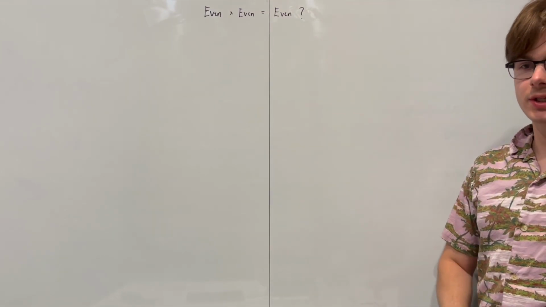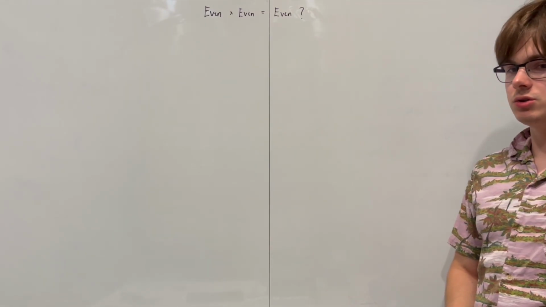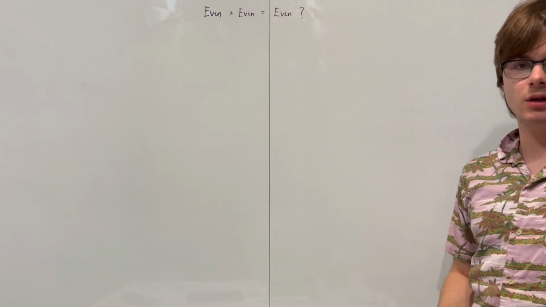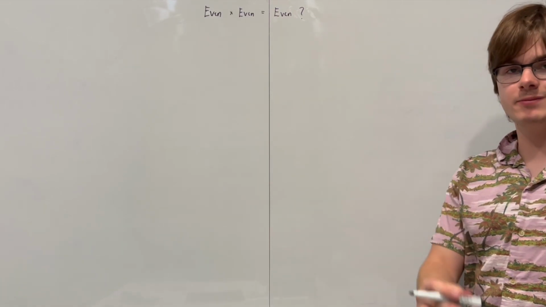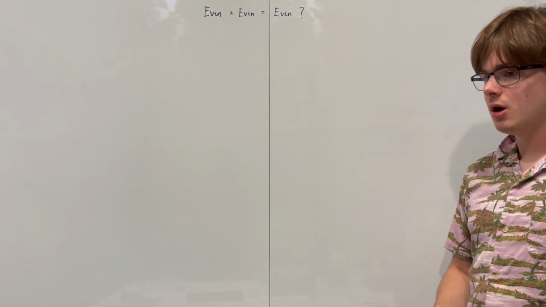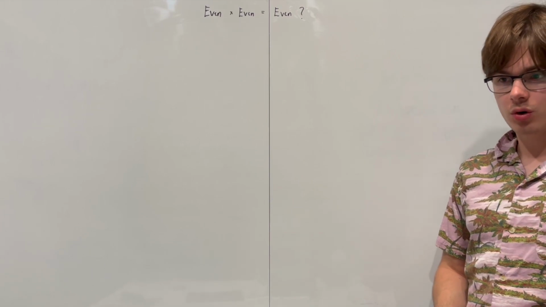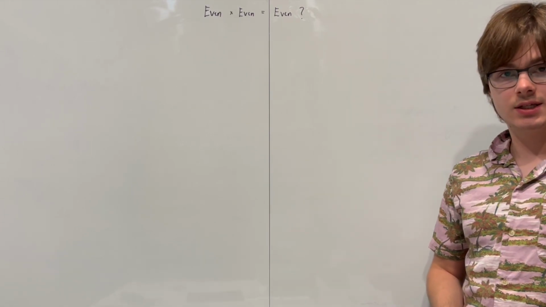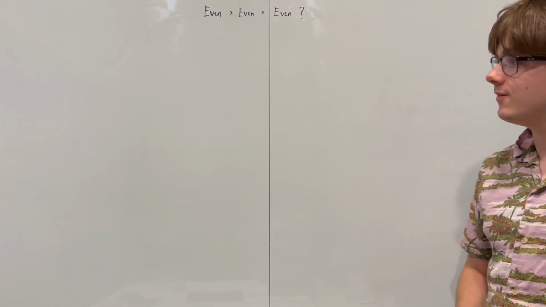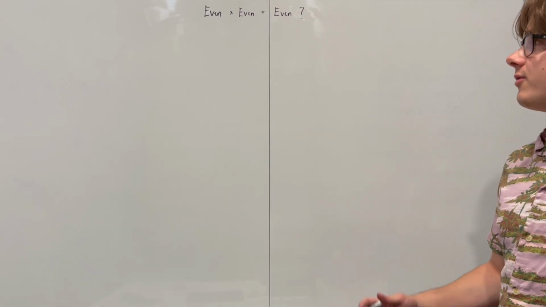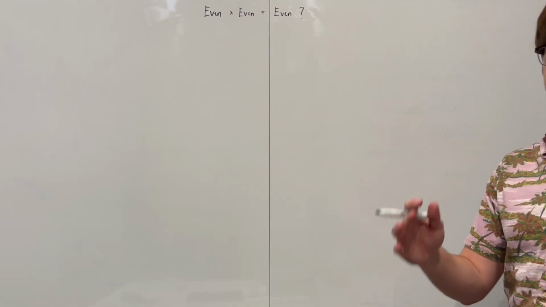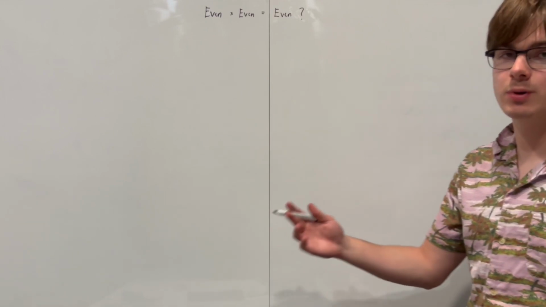2 times 4 is going to be 8, that's even. 2 times 6, that's 12, that's going to be even. 4 times 4 is 16, that's even. 8 times 6, that's going to be 48, that's even. So just off the top of our mind, the first few even integers less than 10 give even products, so that's probably true.